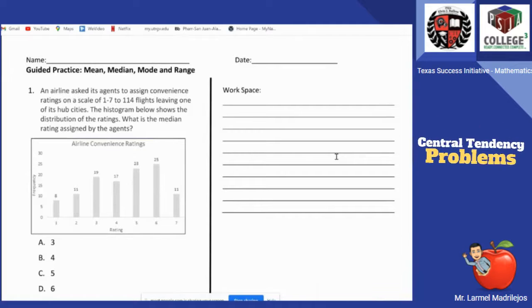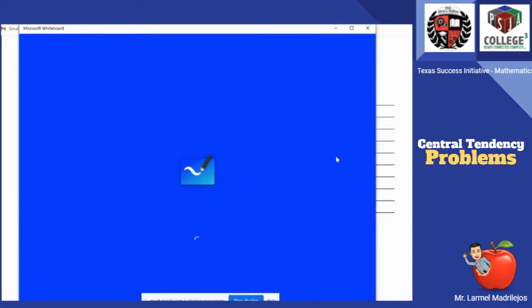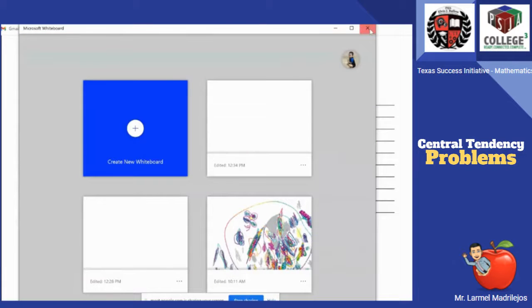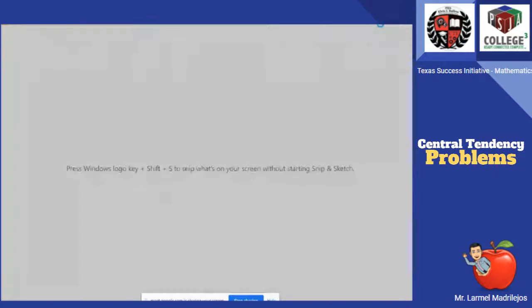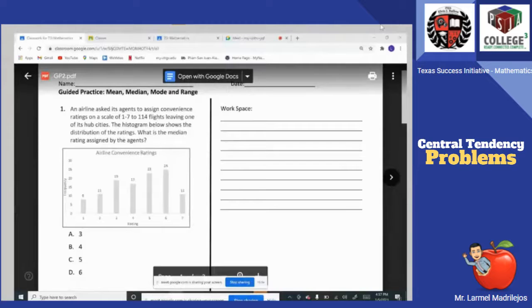Okay, central tendency and range. An airline asks its agents to assign convenience ratings on a scale of 1 to 7 to 114 flights leaving one of its hub cities. This histogram below shows the distribution of the ratings. What is the median rating assigned by the agent? So we're looking for the median, or the middle.